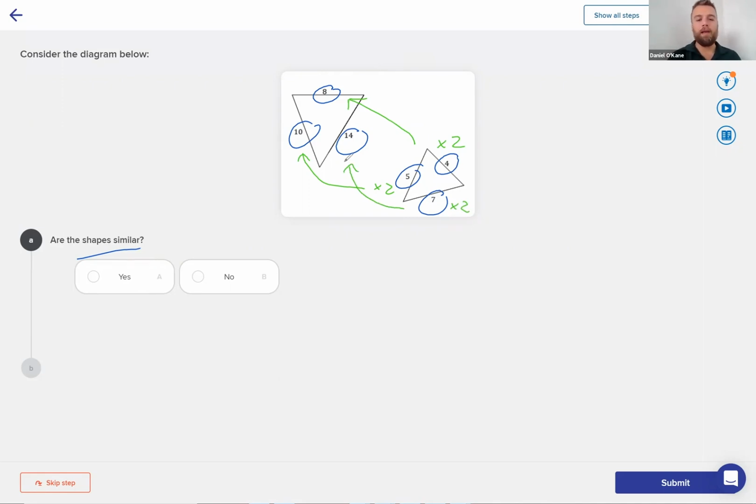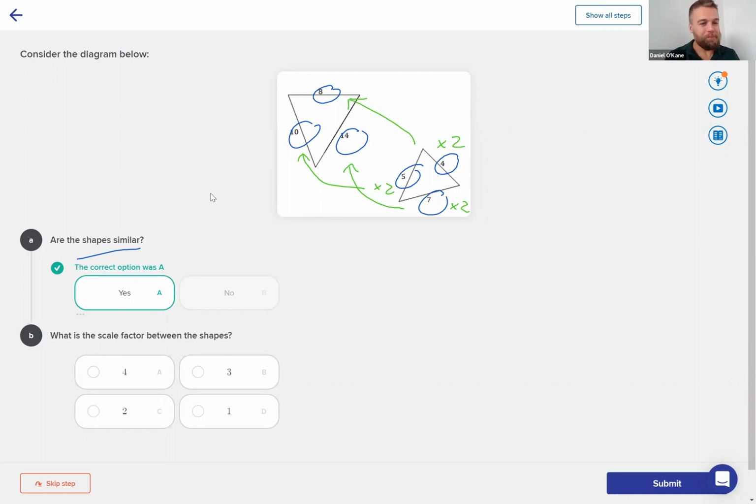So all 3 measurements are multiplied by the same number, that same scale factor of 2, to create the larger triangle. So then, yes, it has to be similar, okay? All the dimensions will be multiplied by the same scale factor, and they're both the same shape, they're both triangles, so that satisfies this definition of similar figures. So yes, these are similar figures.